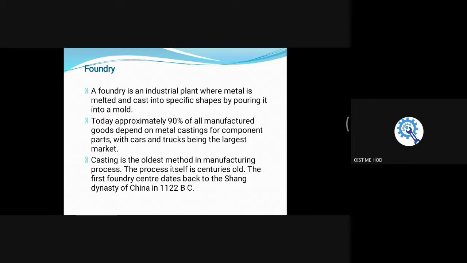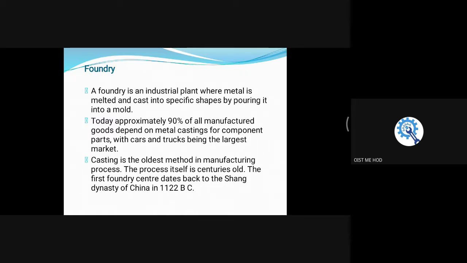Then we will come across the foundry. Foundry is also a part of work practice, because in IIT syllabus also, in IRGPB syllabus also we have foundries. That's why it is very needed now, because it was going to be taught in the second year in BME only, but now foundry comes in the workshop practices also. A foundry is an industrial plant where metal is melted and cast into specific shape by pouring into a mold.